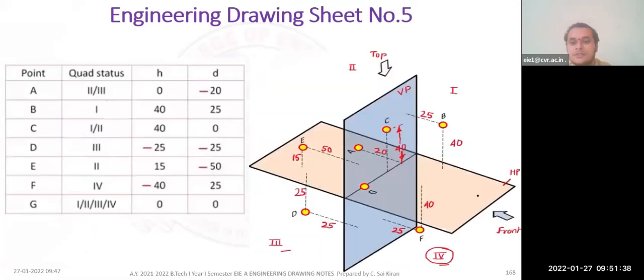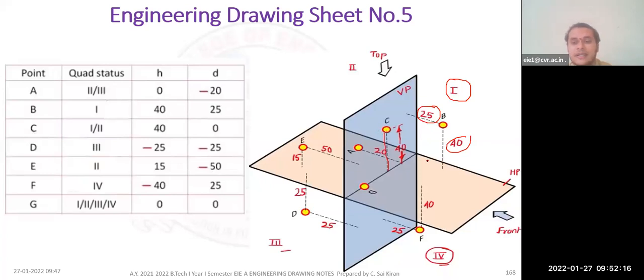So this is your quadrants. This is my point A. For point A, H is 0 and it is lying 20 below, so it can be in the second and third quadrant. And point B, H is 40 and D distance is positive 25, so it is the first quadrant. Next, letter C: the D is 0, the vertical plane is 0, and the H distance is 40.